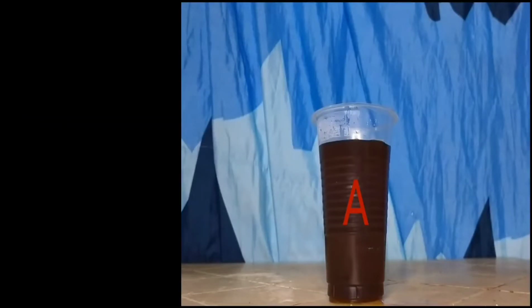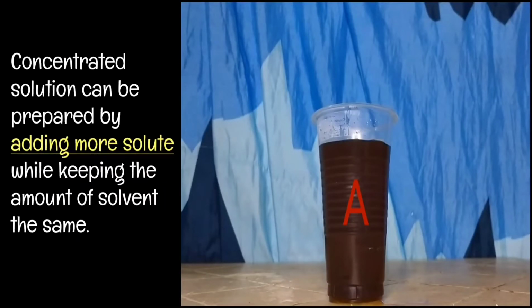Concentrated solution can be prepared by adding more solute while keeping the amount of solvent the same. Let's have an example. In our activity, the solution in cup A is a dilute solution. If we wanted to make it a concentrated solution, we need to add more solute.